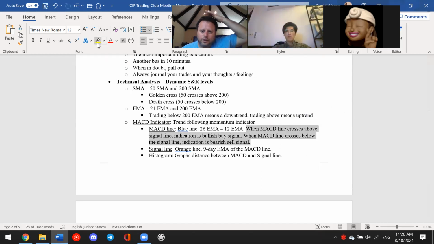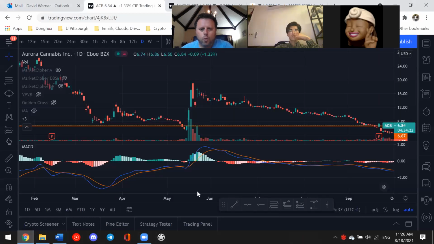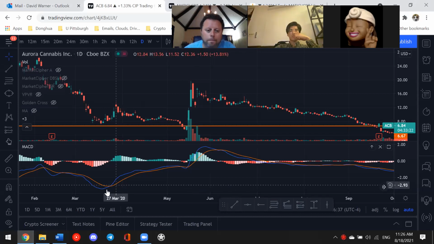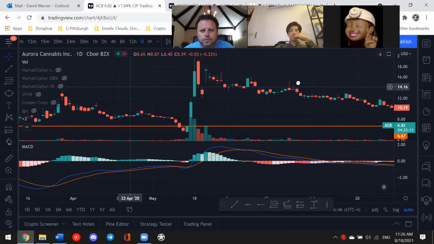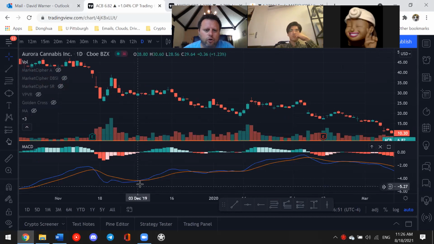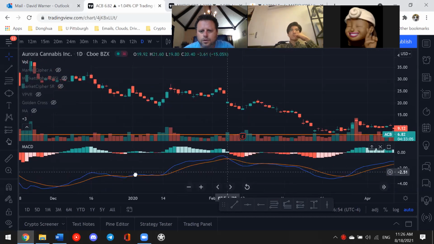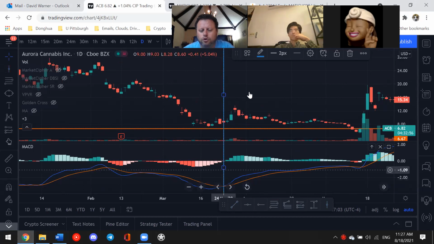When the MACD line crosses above the orange signal line, the indication is buy. So let's look at this. When the blue line crosses above the orange line, the signal is buy. Let's go back in time a little. We're on a daily, that's fine. Let's start over. Blue line crosses above right here. Would this have been a good place to buy?